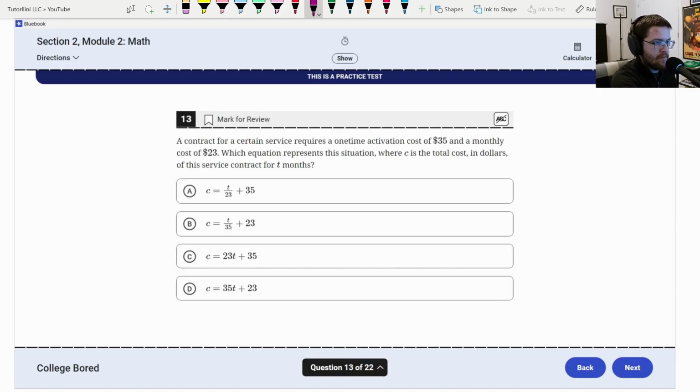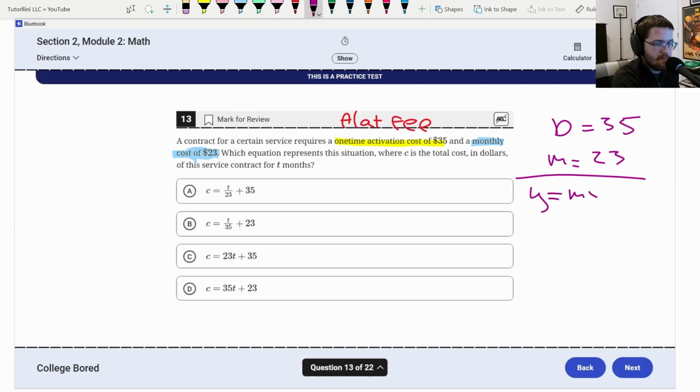Okay, question 13. So this one-time activation cost of $35, that's what we call in America a flat fee. Flat fees are usually your y-intercept. So in mx plus b, b equals 35. And then this keyword, monthly, daily, yearly, anything like that, probably a slope. So the slope is 23. So y equals mx plus b, so y equals 23x plus 35. If you use the letters in the question, that gives you c equals 23t plus 35, which is answer choice C.